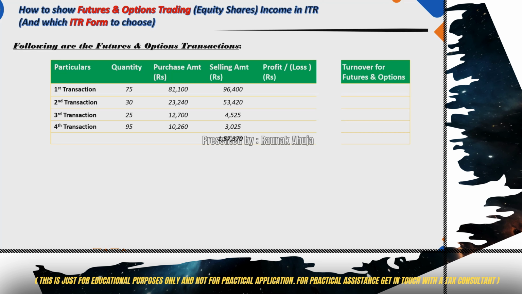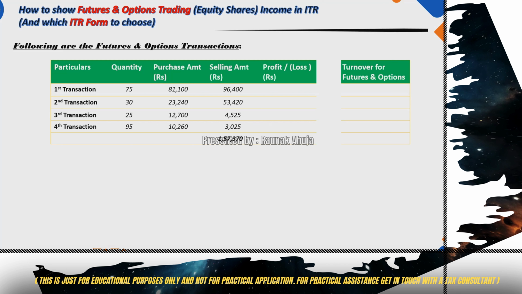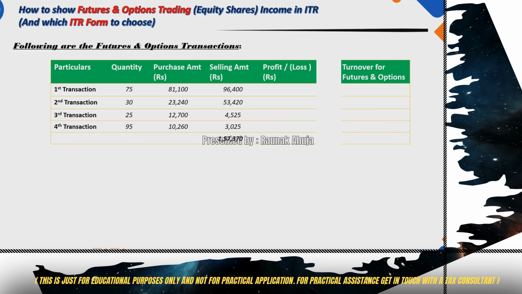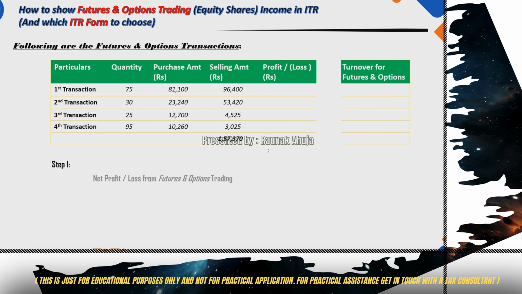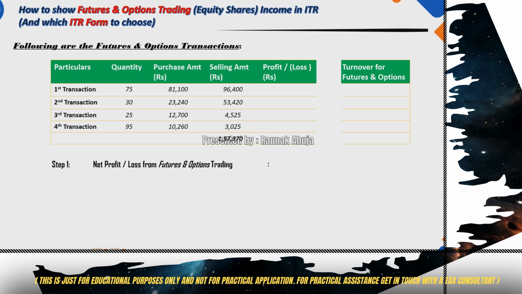In the first transaction, the sales amount is 96,400 and the purchase amount is 81,100. Now let's see the first step that we need to do to calculate the details in respect of futures and options. The first step involves calculating the net profit or loss for the futures and options transactions. In the first transaction, the sales amount is 96,400 and the purchase amount is 81,100. And thus, the profit in case of the first transaction is rupees 15,300.